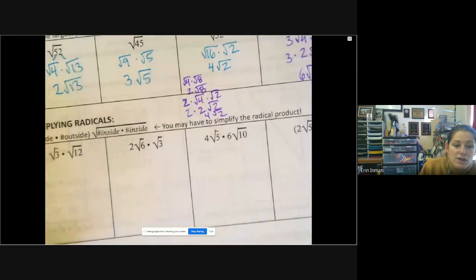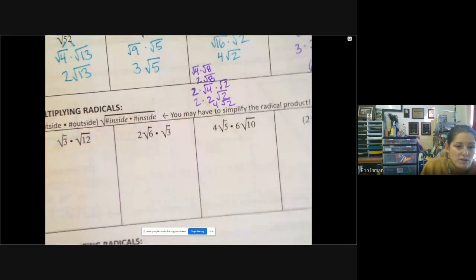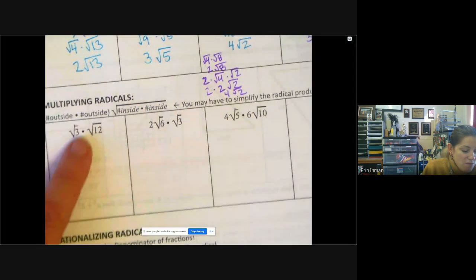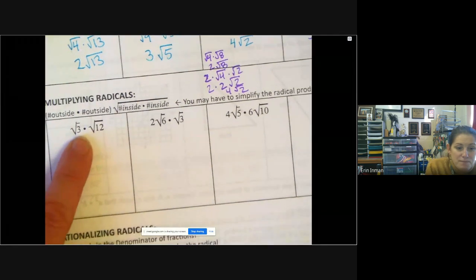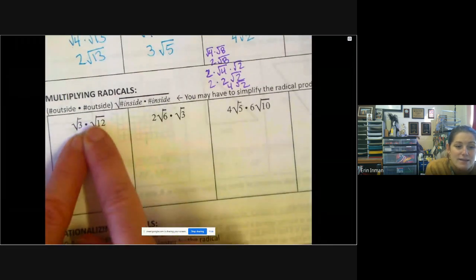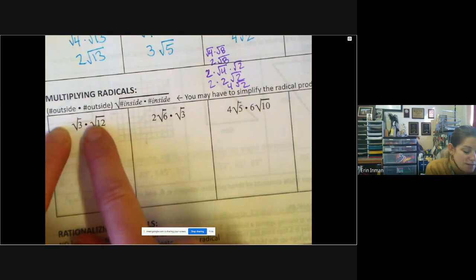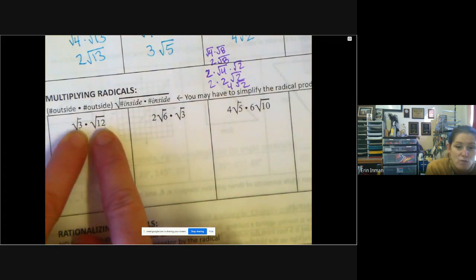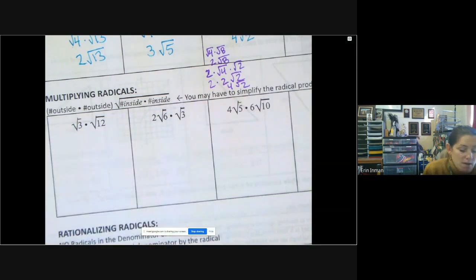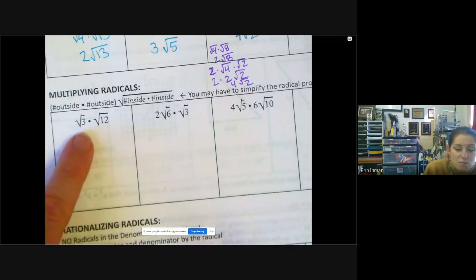Okay, so let's look at just some fundamentals with multiplying radicals. We kind of have already gone through this. Anything outside the radicals gets multiplied together, anything inside the radicals gets multiplied together. And then we might have to simplify the product. I usually like to do the multiplication first, unless I have a perfect square, and then simplify.